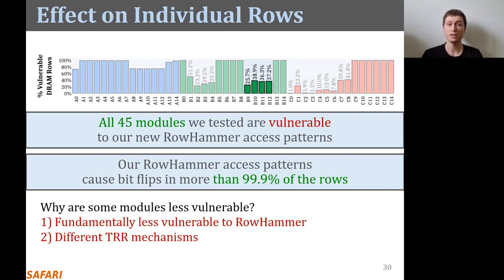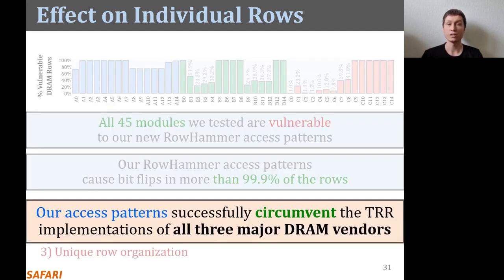We believe understanding those different TRR mechanisms more can help to craft more effective RowHammer access patterns. Third, some modules of vendor C implement a unique row organization that appears to mitigate RowHammer at the DRAM circuit level. We conclude that, although some modules are less vulnerable, our access patterns successfully circumvent the TRR implementations of all three major DRAM vendors.